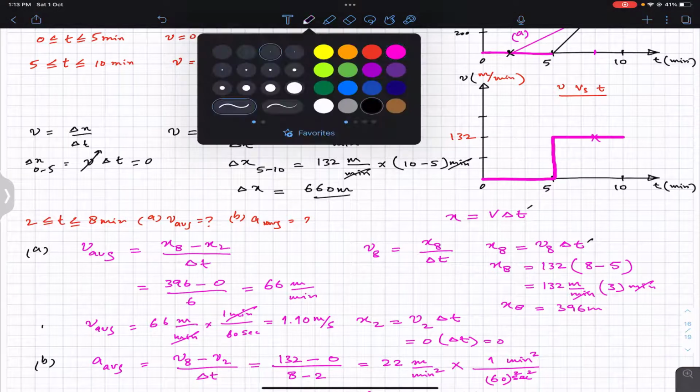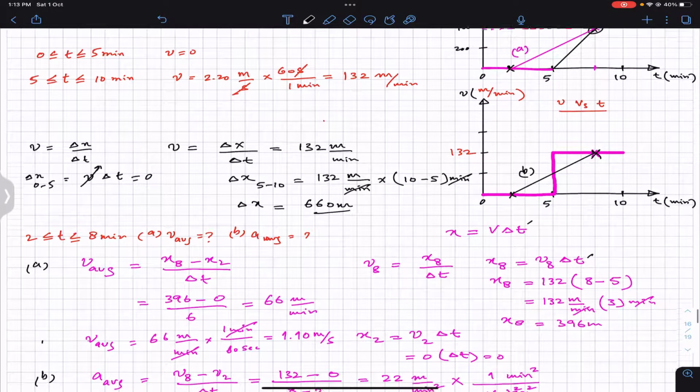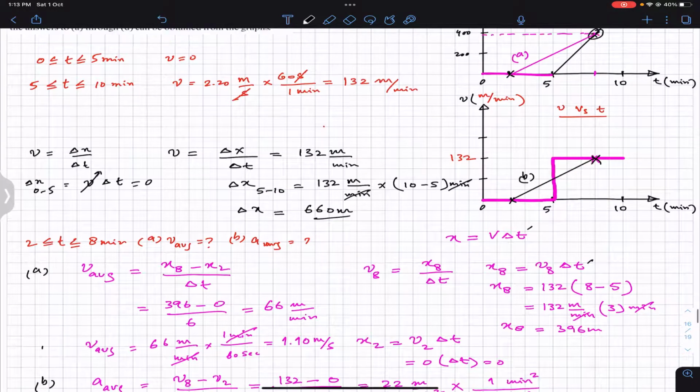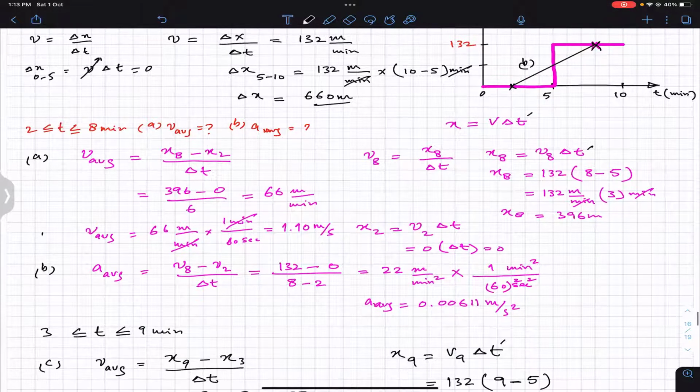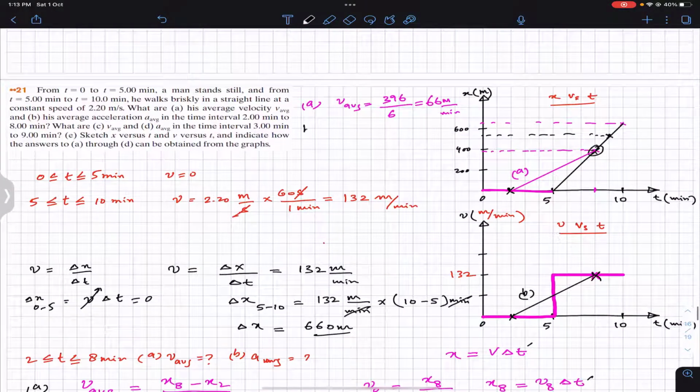And at t equals 2, this is the velocity. So again we have to join both of these points. The slope of this line will be the solution for part B. So now if we find the slope of this particular line, it will be rise divided by run. Let me write the solution of part B using the graph. This is B, average acceleration.